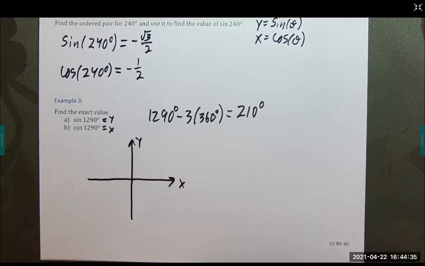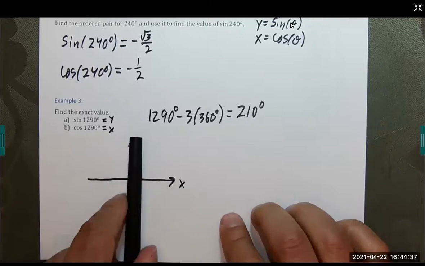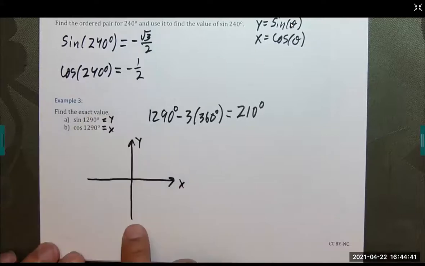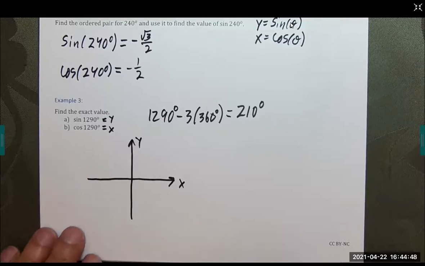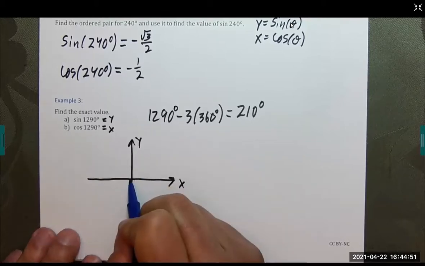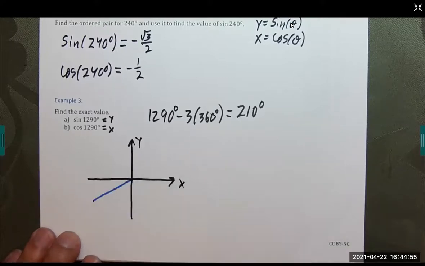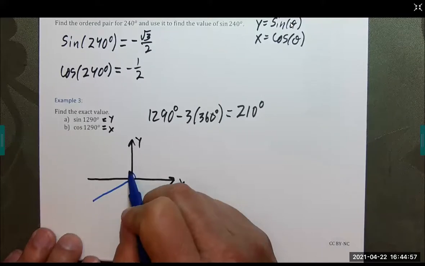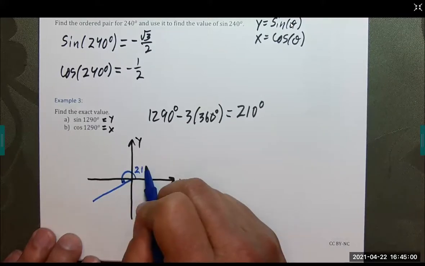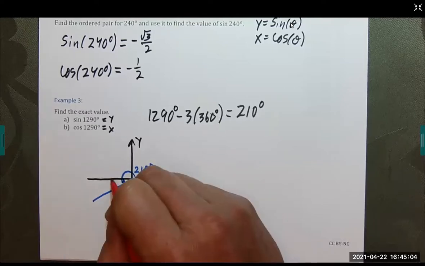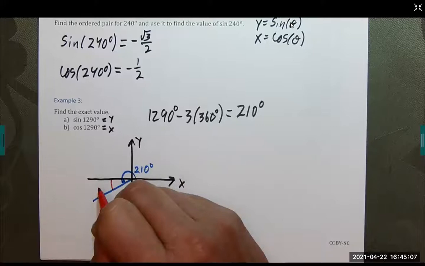So here's 0 degrees, 90 degrees, 180 degrees, and 270. Now, if 270 is down here and 180 is here, that means I'm in quadrant 3, where both x and y are negative. This is 210 degrees. And to point out, the reference angle is 30 degrees.